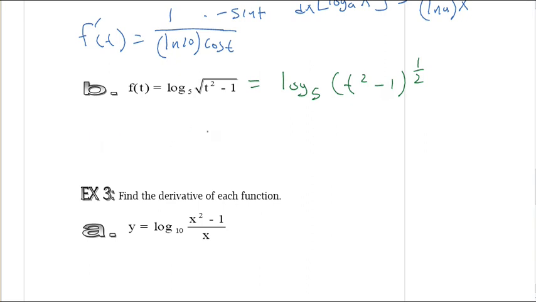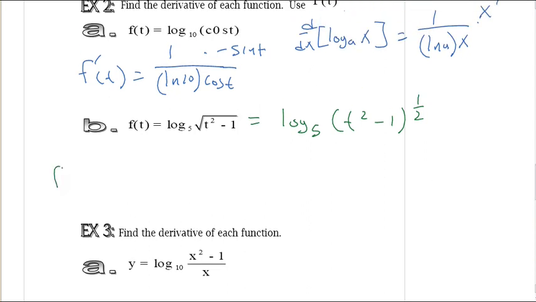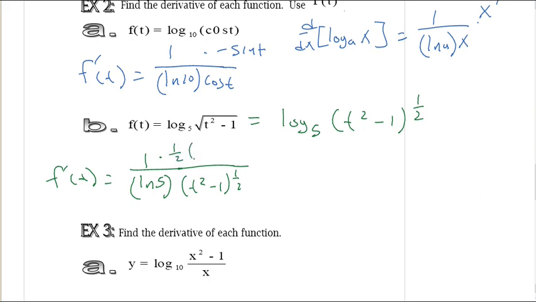Okay, so the formula, let me scroll back up, is right there. So this is equal to f prime of t, which is going to be in this case 1 over ln of 5, and then times t squared minus 1 to the 1/2 power. Now on the top I'm going to take the derivative, so times, okay, it's chain rule, so the derivative of the whole thing is 1/2 times t squared minus 1 to the negative 1/2 power. Derivative of the inside is just 2t. Done. Not too shabby. It's not very pretty, but we're done.